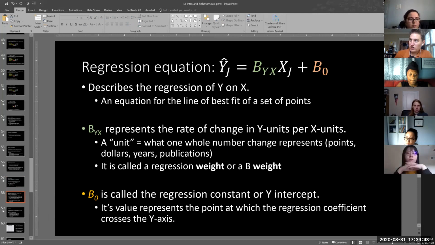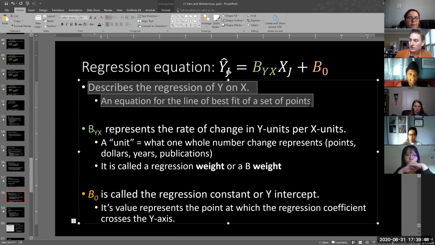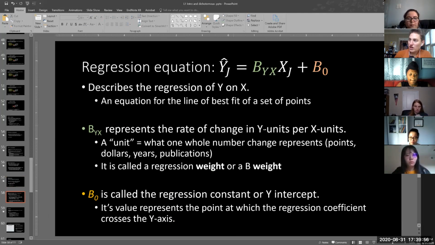So within the regression equation, I'm going to break this down a little bit more. We have the regression of y on x. This is the equation for that line that we saw a minute ago. This represents the rate of change in y per unit of x. And that sounds real fancy, but it's actually real simple. So I'm going to break down what that means. A unit is what one number change represents. It could be points on a test. It could be dollars. It could be years, number of publications you have, whatever x is measured in.